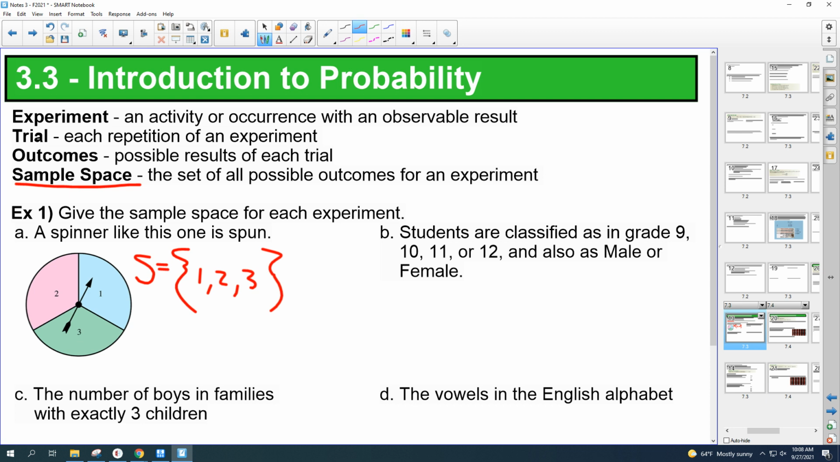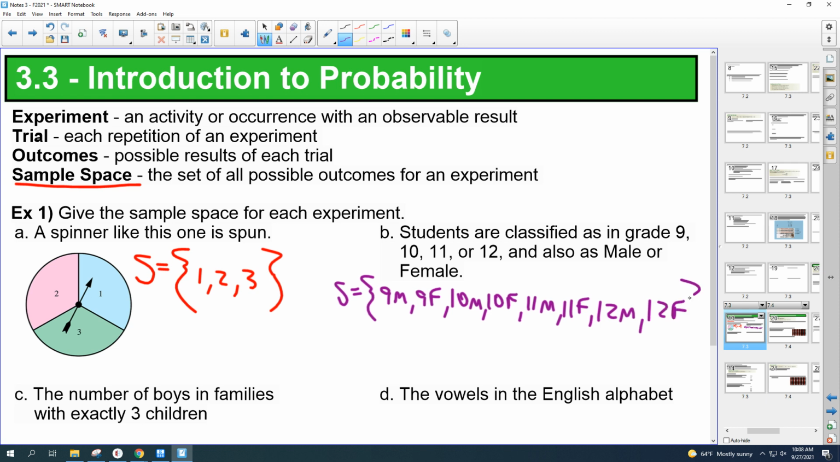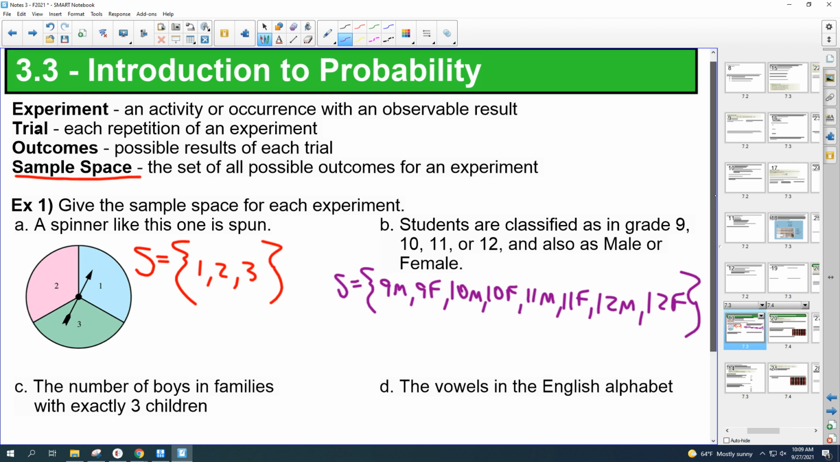Part B, students are classified as in grade 9, 10, 11, or 12, and also as male or female. So list out the sample space. This one's a little bit harder because there's more to it, but you could be 9 male, 9 female, 10 male, 10 female, 11 male, 11 female, 12 male, 12 female. Then the next question is going to talk about how many items are there in the sample space. So it's important to know, we can just count that. Looks like there's 8 items in the sample space. That's going to be important for some of the later questions.